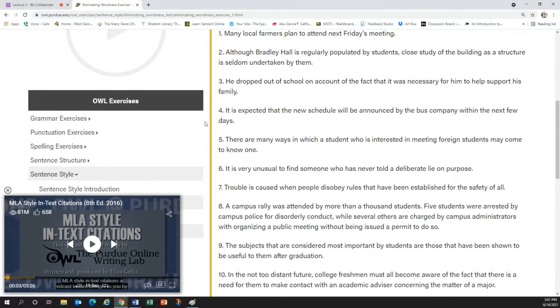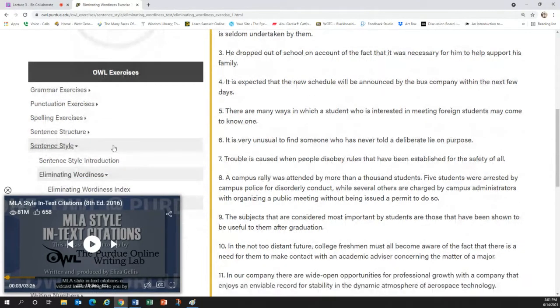Number 7. Trouble is caused when people obey the rules that have been established for the safety of all. Trouble is caused when people disobey safety rules. Again, these are things that are implied, that these rules have been established for safety. If you call them safety rules, you can condense that into just a single word.